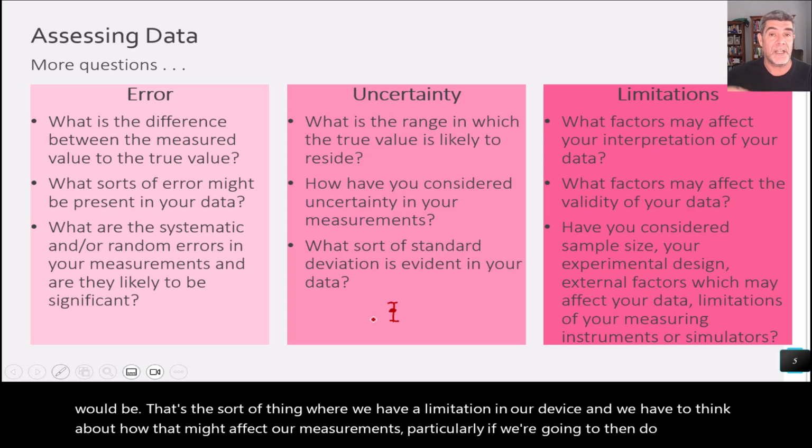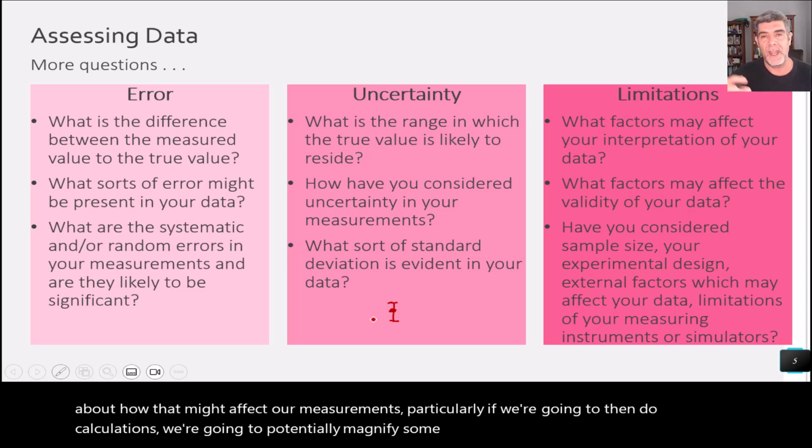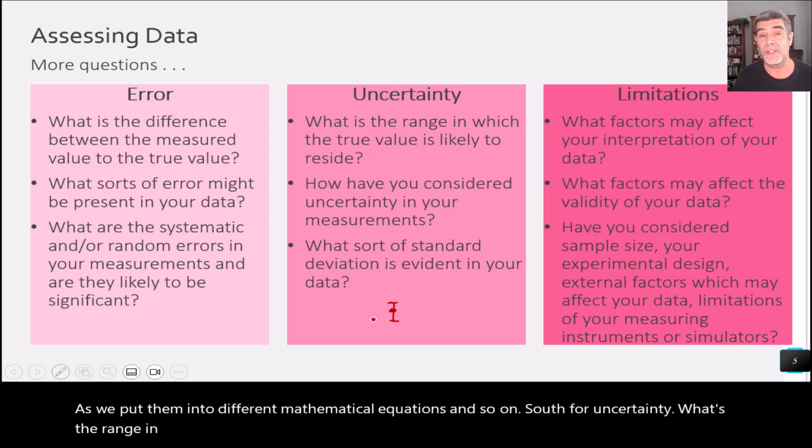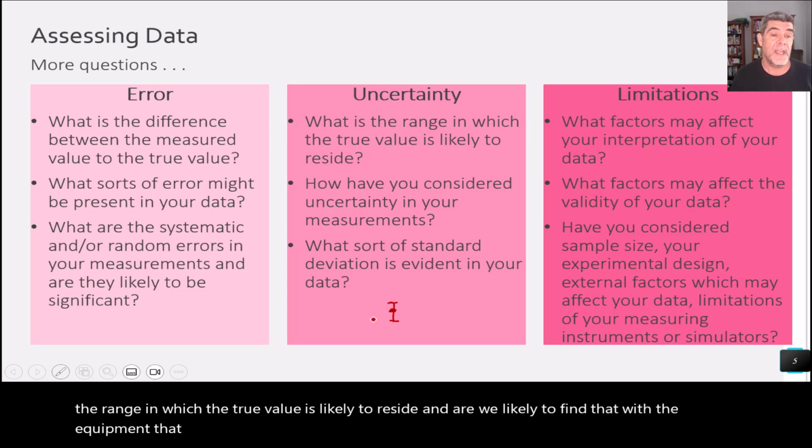We're going to potentially magnify some of those errors as we put them into different mathematical equations and so on. So for uncertainty, what's the range in which the true value is likely to reside? And are we likely to find that with the equipment that we're using? How have you considered uncertainty in your measurements?